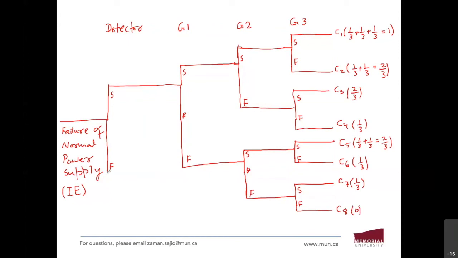Now the last step left here, what will happen when the detector fails? So if the detector fails, no generator will be activated. So in that case, I will just take it down. The failure of this barrier will have no impact on the other barrier. So it will be my C9. And because there will be no power supply, I will write down C0. Now, if you look here, I have some consequences which are matching. For example, my C2 is 2 by 3rd, same as C3, 2 by 3rd, and same as C5. So, when we are finding our probabilities of the consequences, we can add up these probabilities.